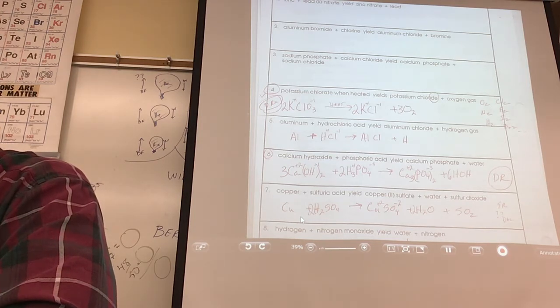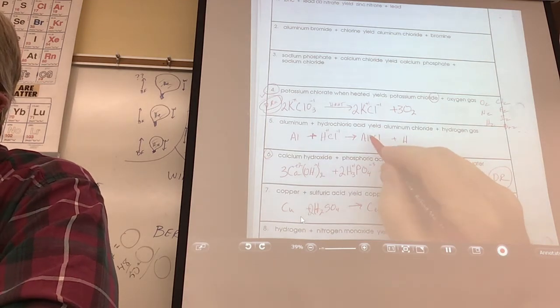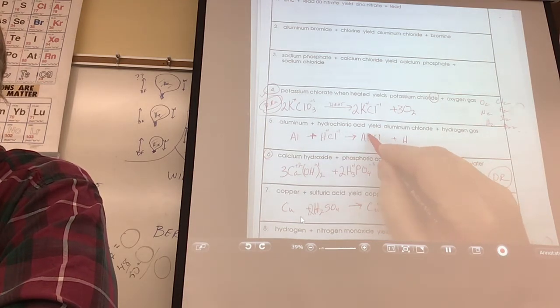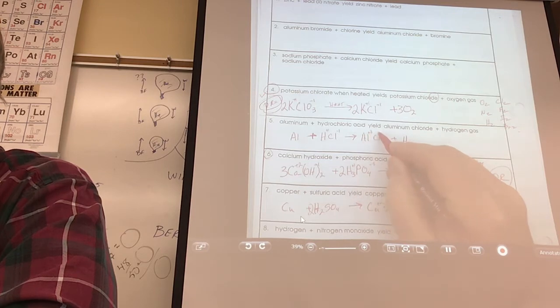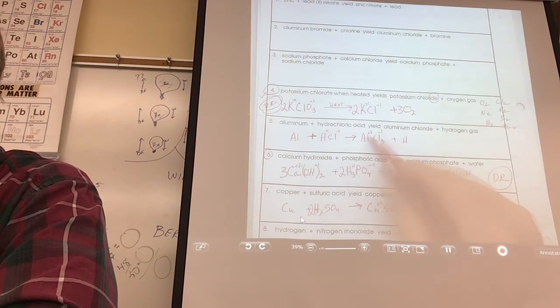There needs to be 3 chlorines because aluminum has a charge of +3. So aluminum in a compound is +3, right? And chlorine's -1, so you're correct. Is that right, Noah? Don't I need 3 chlorines to make aluminum chloride? Okay, and then, so that's okay.